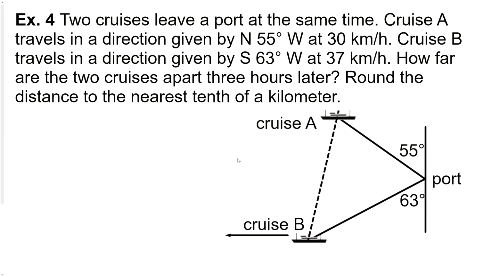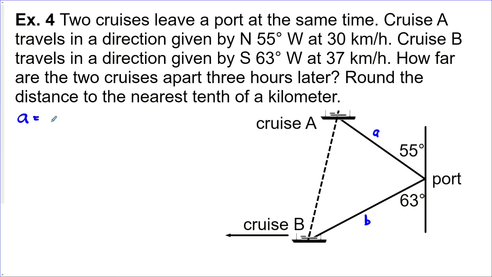I don't know if your port was on the bottom or the left, but anyways, here's the port and here's the directions they were traveling. We're trying to find the distance of the dotted line here. Now, just like in my other diagram, I'm going to label this side A because it corresponds with my cruise ship A, and this one B because it corresponds with cruise ship B. And I need the distance traveled. I'm only given the speed.